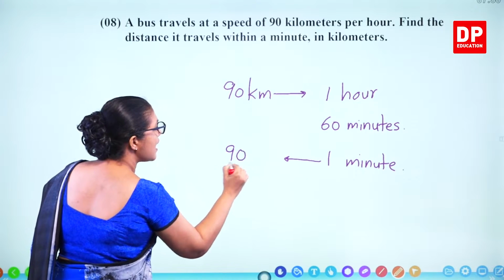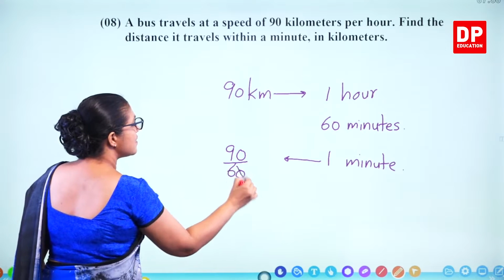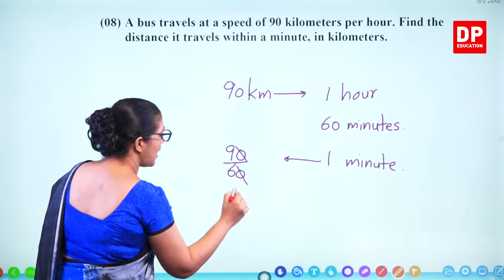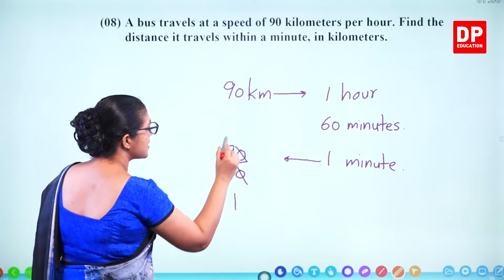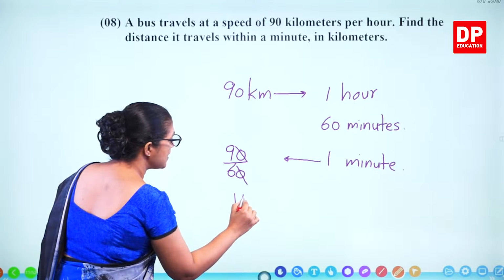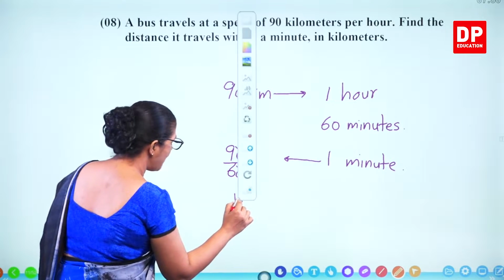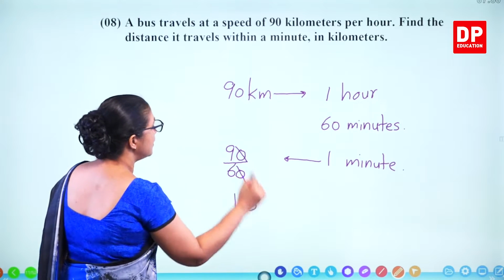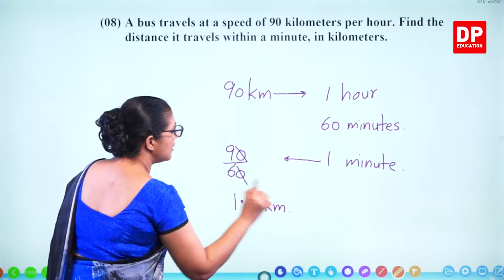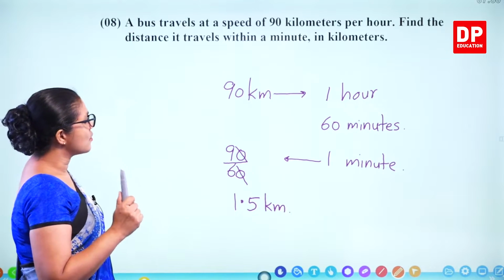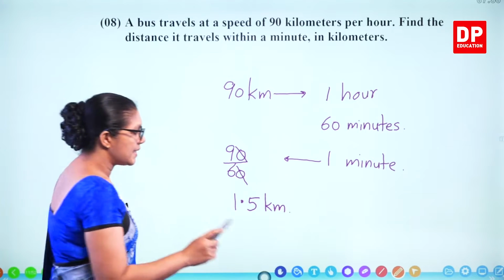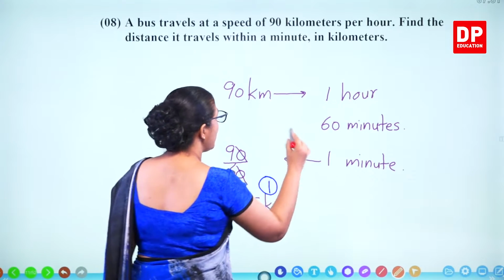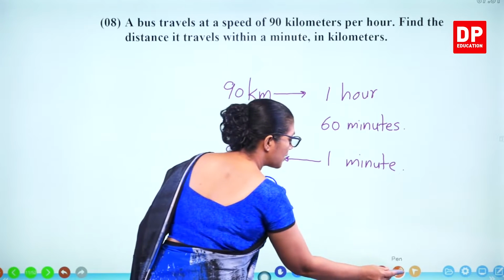We take 90 and divide by 60. The 0s get cancelled out. 9 divided by 6. Here 6 times 1 is 6, remainder 30. That means 5. So 1.5 kilometers is the answer, the distance travelled within 1 minute. So 2 marks, 1 mark for this one, and 1 mark for dividing by 60.